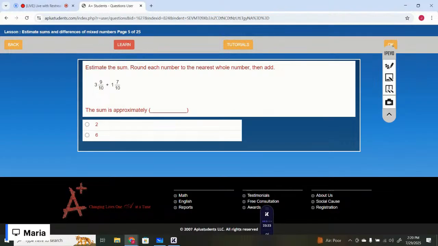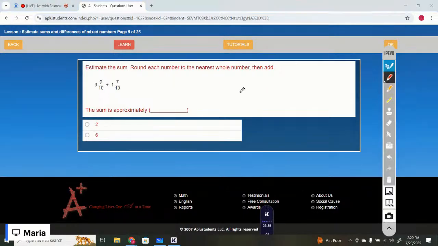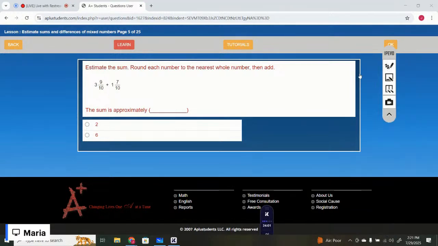3 whole 9 by 10 plus 1 whole 7 over 10. So 9 by 10 means more than half. So it would be rounded to 4. Same way, 7 over 10 is also more than half. So it would be rounded to 2. So 4 plus 2 is 6. Very good. Option number 2 is the correct option. 6 it is.